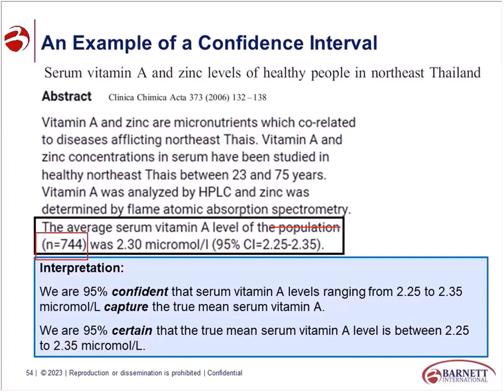So the average serum vitamin A level of the sample, 744. Now, 2.3 micromoles. That's the best guess. So 2.3 micromoles per liter, that's your best guess at the true value, and then we're 95% certain that the true value could be as low as 2.25 or as high as 2.33, and we're 95% sure it's going to capture that. Okay, so that's an example of this.